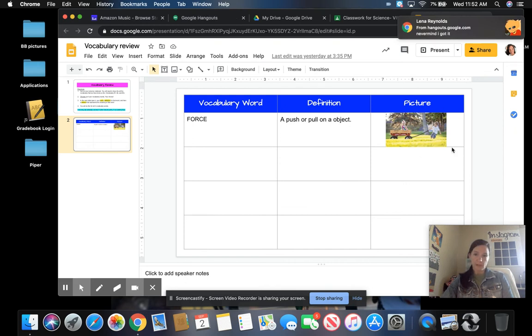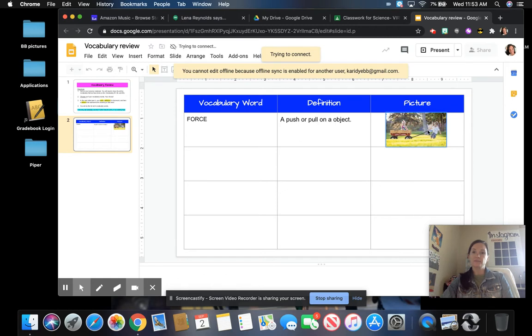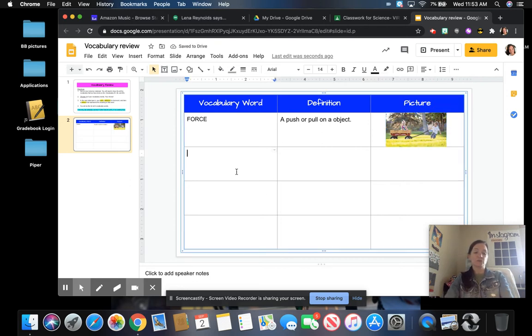So I put that picture in there, and then when I clicked on it, I could resize it. See, I'm resizing it. I can make it bigger or smaller, but I wanted it to fit the box. So having it that small would be too small. So I wanted it to fit this section here. So then the next one, I would type in my next word. I'm just going to choose one, maybe unbalanced.